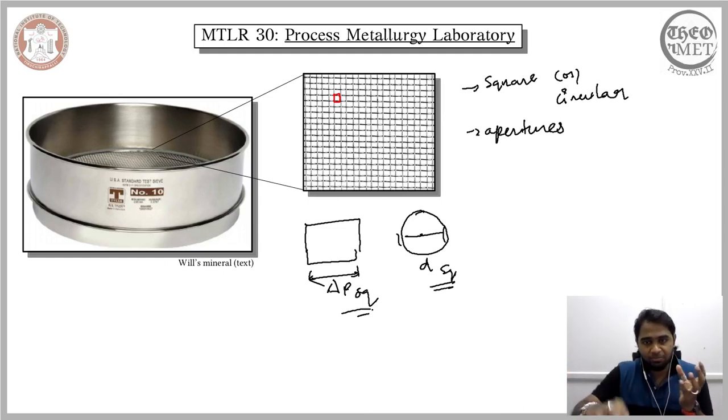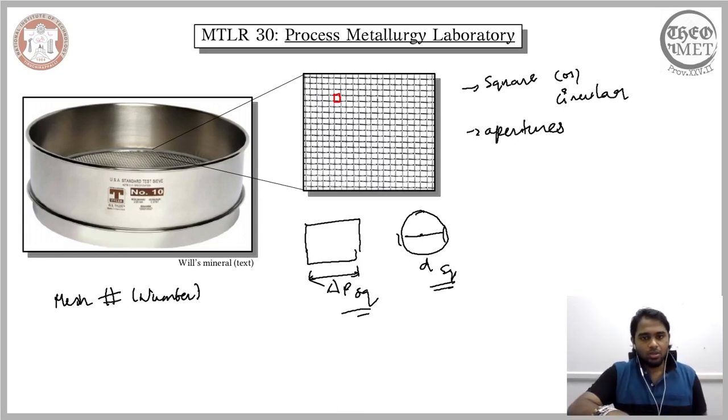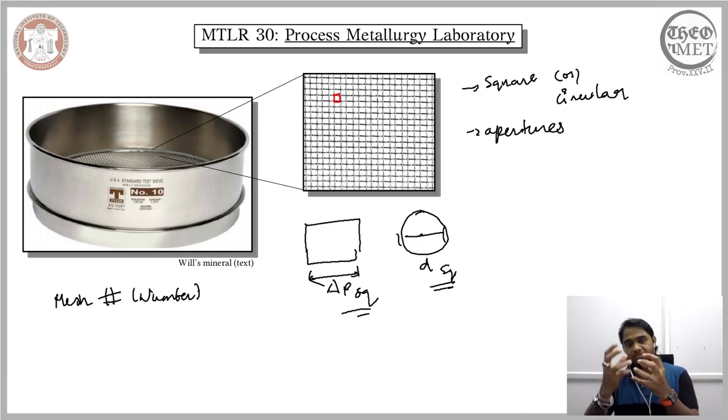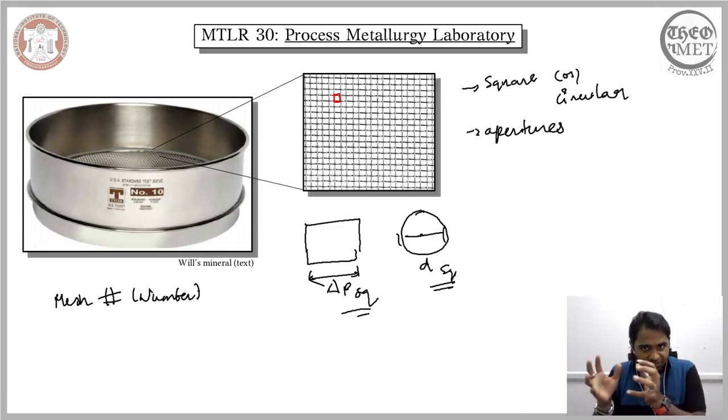So the very preliminary attempts to designate these meshes were to consider what is referred to as the mesh number. We have different forms of meshes: square meshes, circular meshes, and meshes of different sizes of apertures. We need to designate each of these meshes separately so that we will be able to identify them and use them for our purposes.